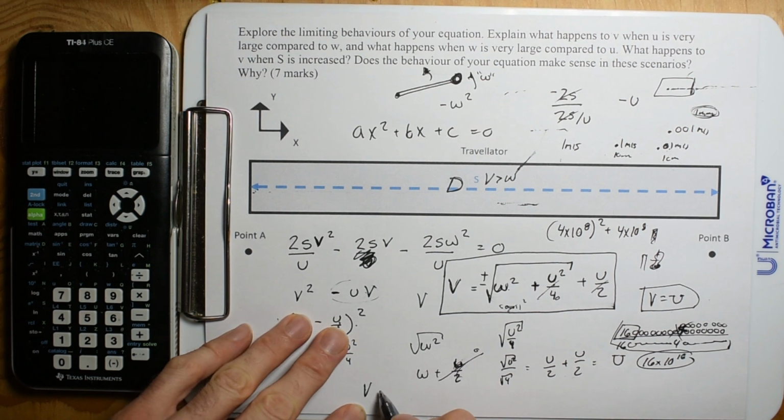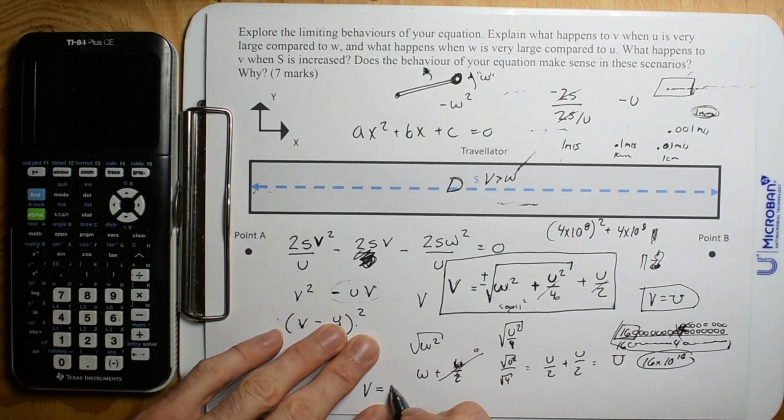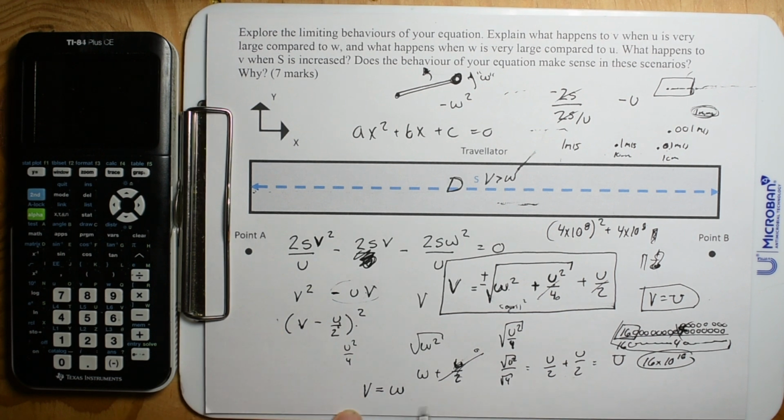And we'll have Malachi's speed is equal to the speed of the travelator. So that's what happens when the travelator's speed gets really large. You'll have Malachi's speed is equal to the travelator.